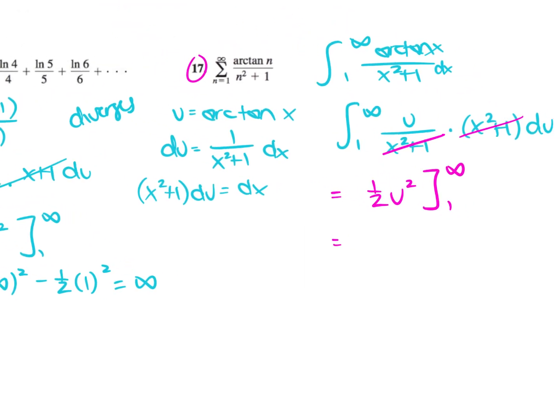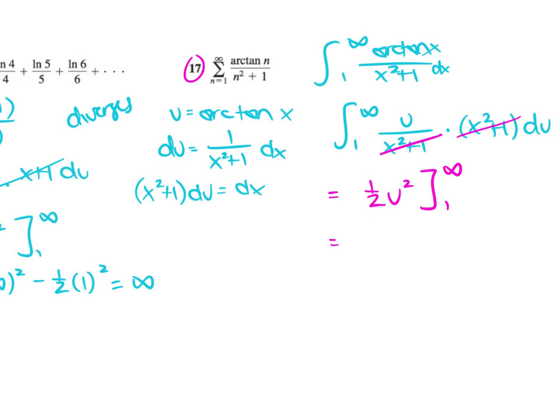No, I didn't actually do u boundaries on that one. Look at me. All right, go back. If I was to do u boundaries here, u boundaries on this one means arctangent of infinity, we talked about that, was what? Pi over 2. Arctangent of 1 is pi over 4. So this means I'm going to do 1/2 pi over 2 squared minus 1/2 pi over 4 squared.